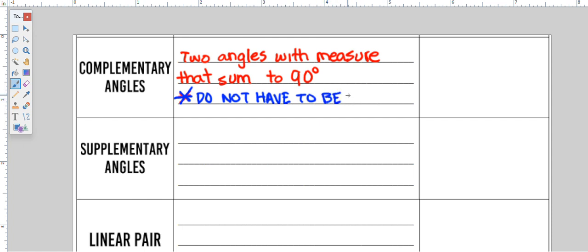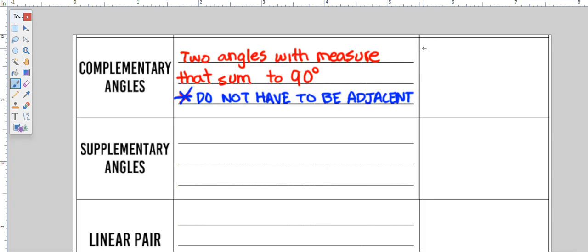That's important because some angles add up to 90, but because they're not adjacent, they're not right angles. Okay? If they're not side by side, they don't make a right angle. They just make a 90-degree angle. Do not have to be adjacent, all right?